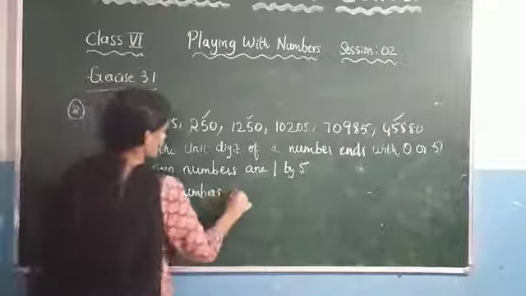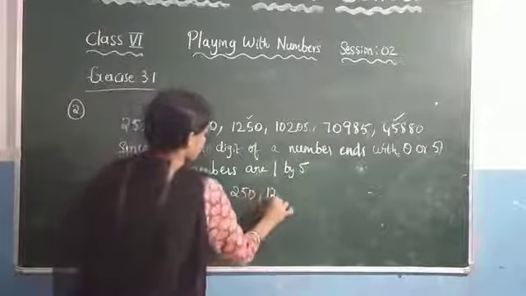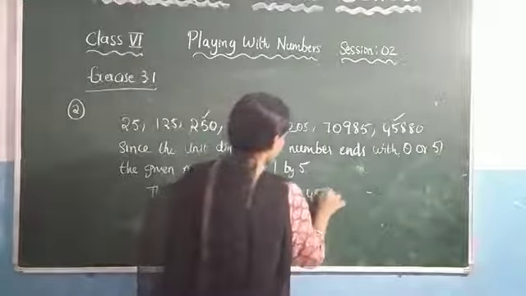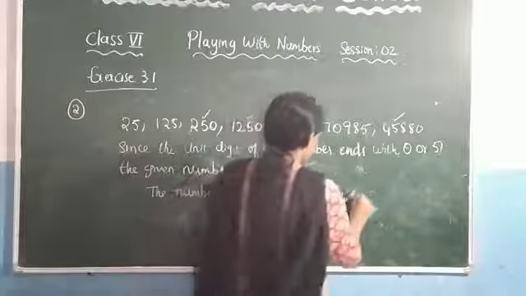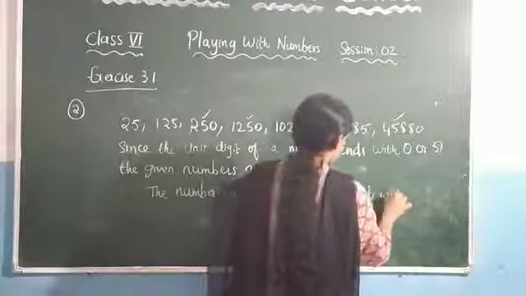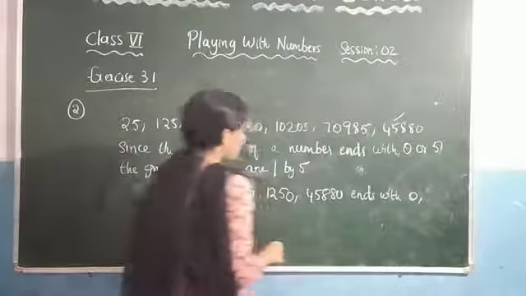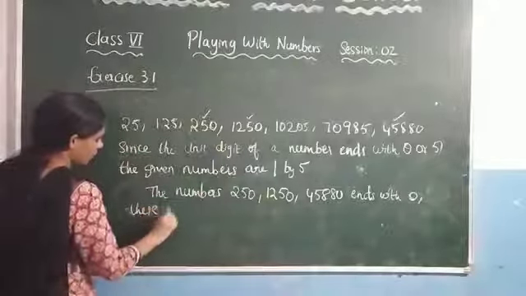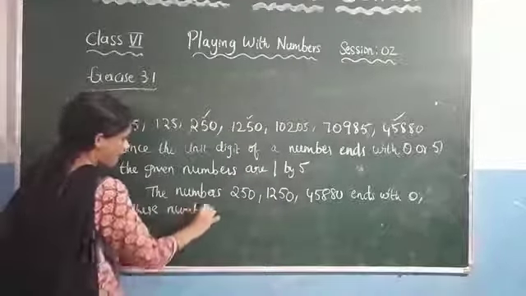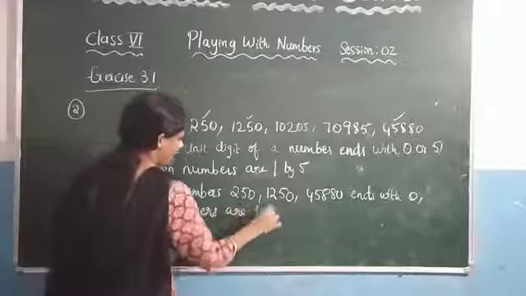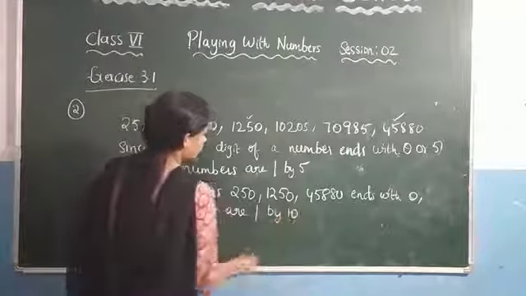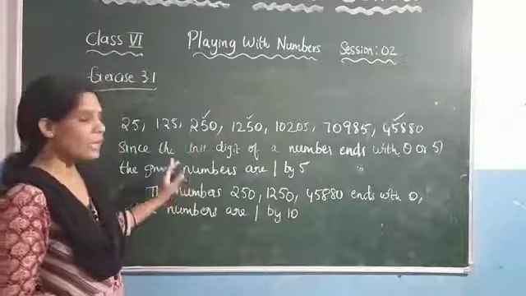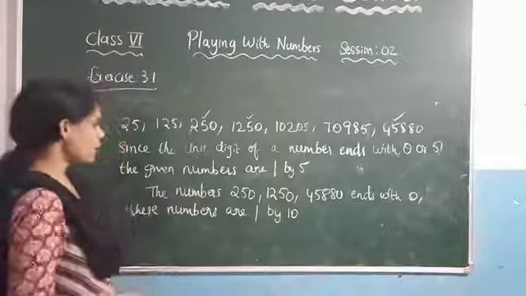What are those numbers? 250, 1250 and the last one, 45,880 end with 0. These numbers are divisible by 10. Here they have given some numbers that you need to check which numbers are divisible by 5 and which numbers are divisible by 10. And we solved it.